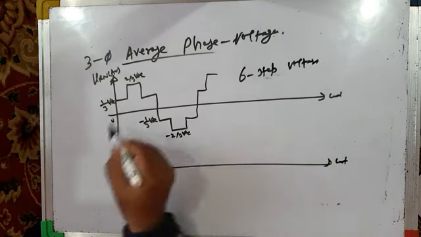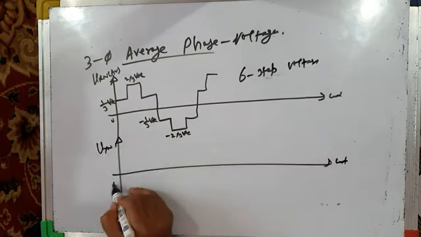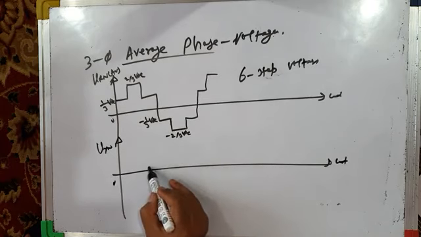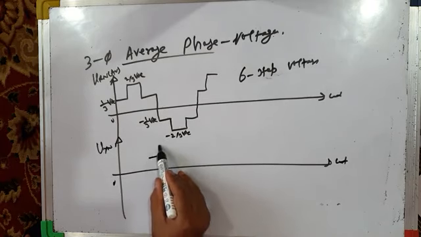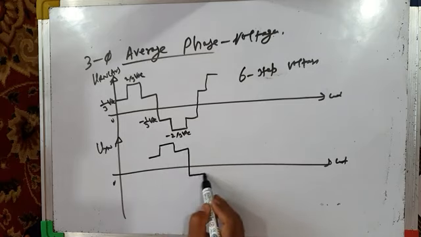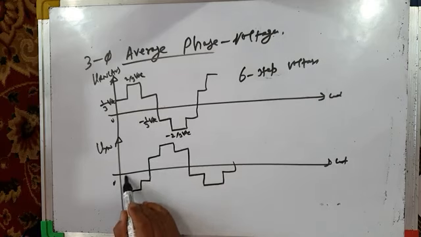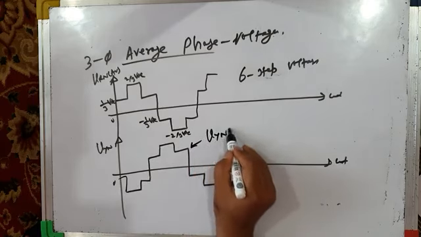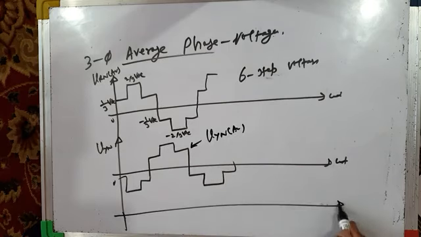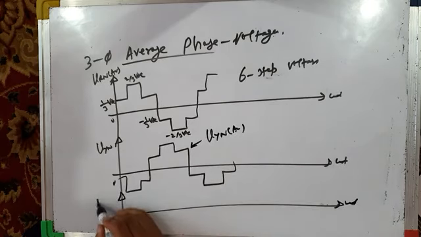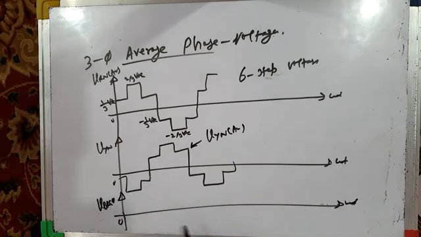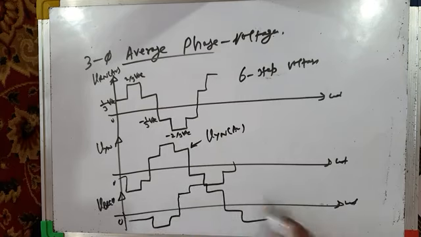This is VRN. I can draw VYN also for you. After 120 degrees here. This is VYN average. And VBN average after another 120 degrees, somewhere here. So you can complete it. Something like this. Okay. So this gives 6-step mode of operation.